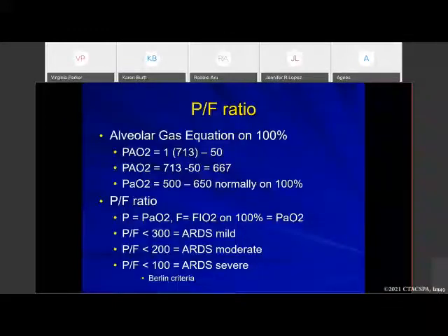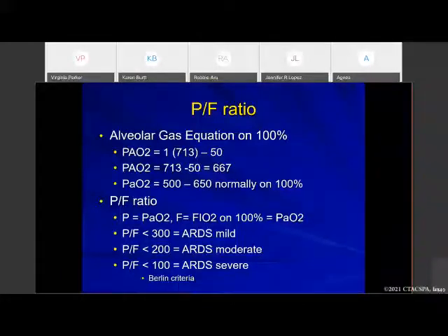Here's that alveolar gas equation, just to introduce your PF ratio. So your PF ratio, you can get that by calculating with your alveolar gas equation. If it's above 300, that's considered normal. If we put you on 100% oxygen right now, your PaO2 would probably be about 500 to 650. So we give you leeway all the way down to 300.